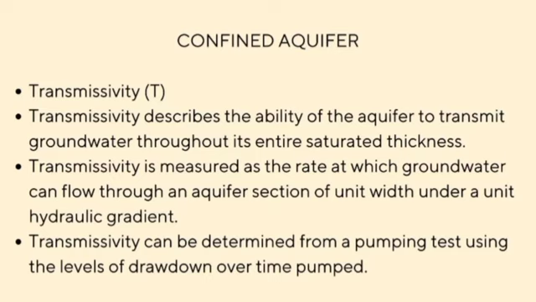So, in a confined aquifer, yung hinahanap natin dito ay yung transmissivity. So, ano ba itong transmissivity? Transmissivity describes the ability of the aquifer to transmit groundwater through its entire saturated thickness. It is also measured as the rate at which groundwater can flow through an aquifer section of unit width under a unit hydraulic gradient. So, transmissivity can be determined from a pumping test using the levels of drawdown over time pump.